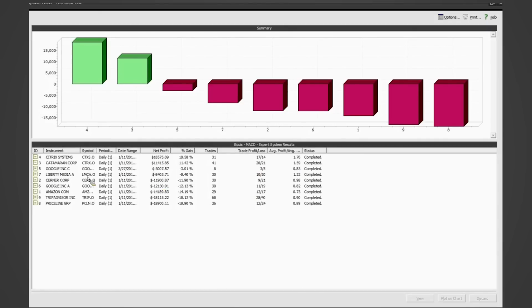Okay, so let's review this here and show you what we're looking at. Citrix Systems here is my top performing one. Over that time, I had a net profit of $18,575 or an 18% gain. That was 31 trades. Now, if I look at this category right here, 17 of those trades were winners, 14 were losers.